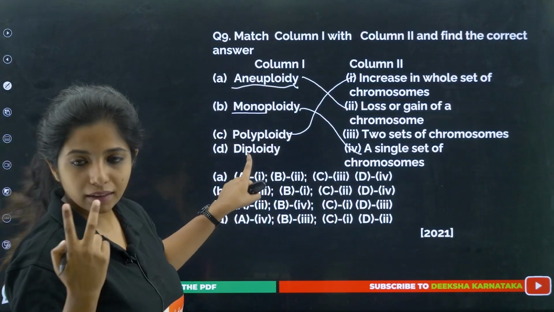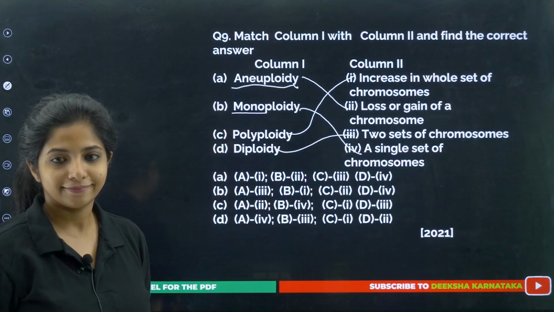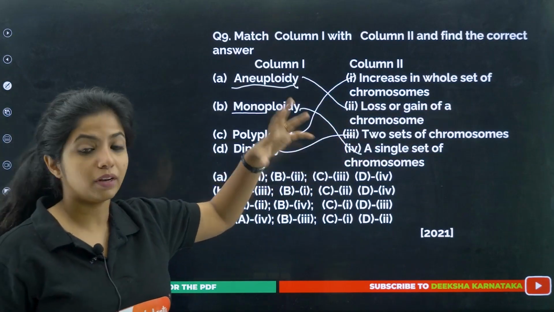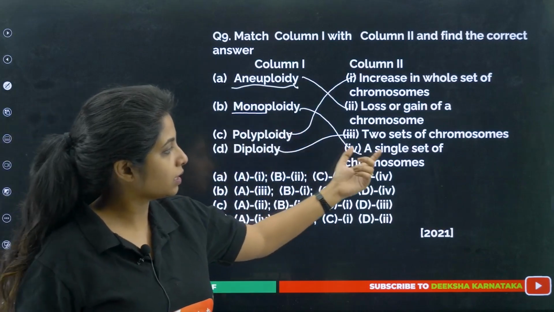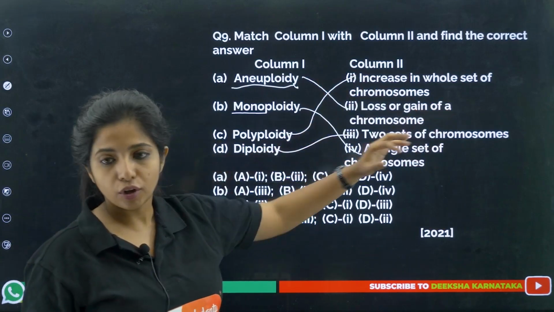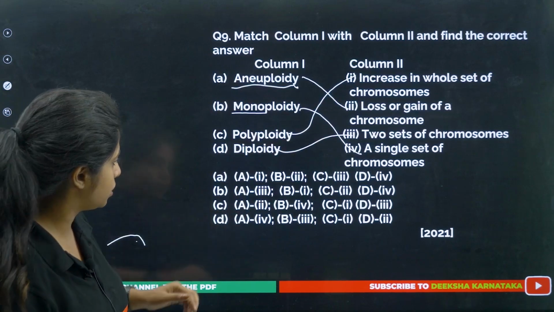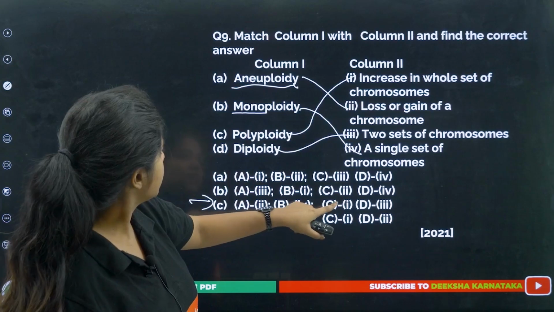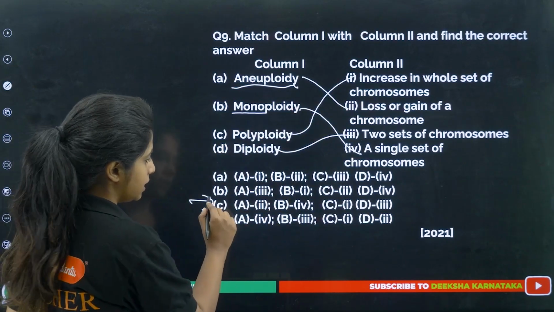Diploidy, diplo means 2, so diploidy means 2 sets of chromosomes. Easy question. Aneuploidy is loss or gain of a chromosome, shown by Klinefelter syndrome, Turner syndrome, or Down syndrome. Monoploidy is a single set of chromosomes. Diploidy is 2 sets. Polyploidy is an increase in the whole set of chromosomes. So A is with 2, the only option matching. B is with 4, yes. C is with 1, yes, and D is with 3. Yes. So this becomes the correct answer.